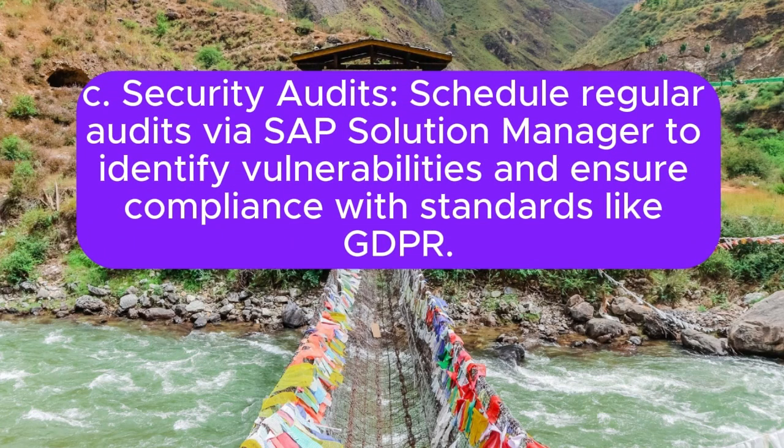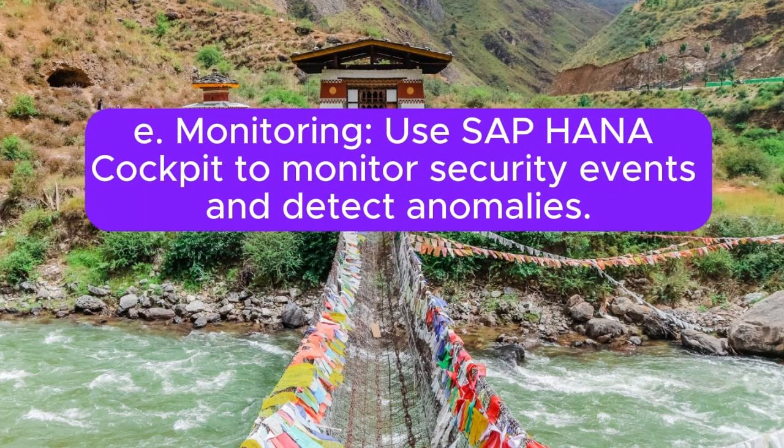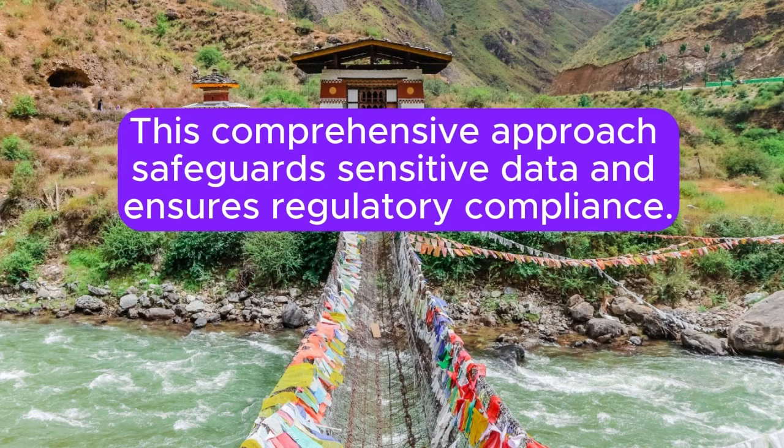C. Security audits. Schedule regular audits via SAP Solution Manager to identify vulnerabilities and ensure compliance with standards like GDPR. D. User authentication. Implement SAP Cloud Identity for secure single sign-on (SSO) across the system landscape. E. Monitoring. Use SAP HANA Cockpit to monitor security events and detect anomalies. This comprehensive approach safeguards sensitive data and ensures regulatory compliance.